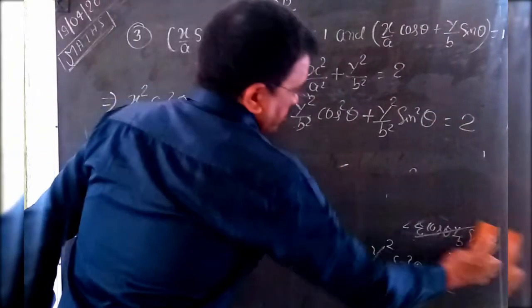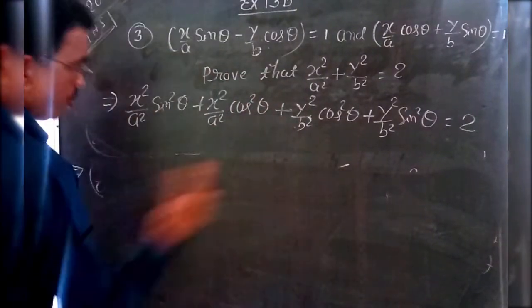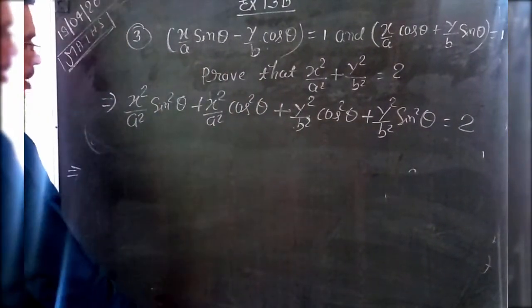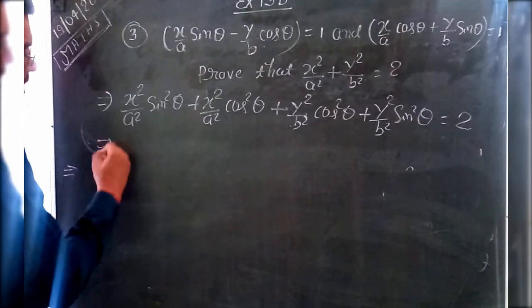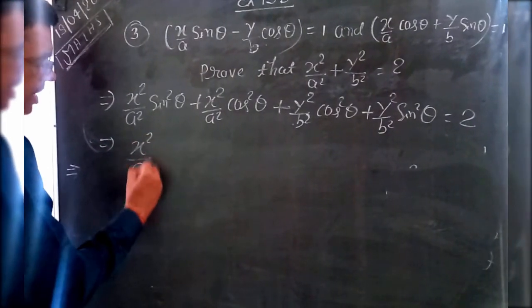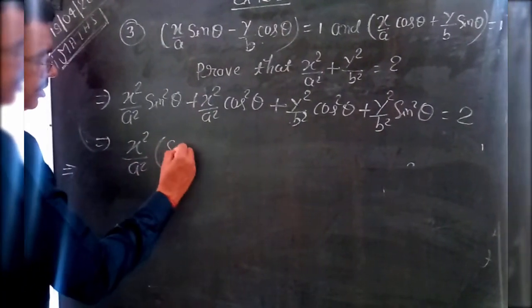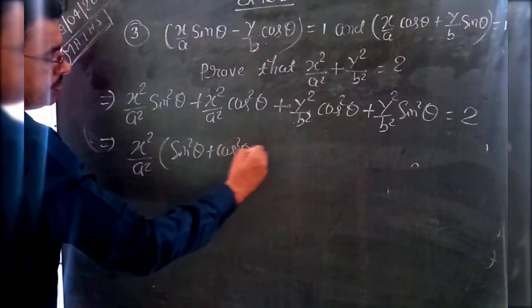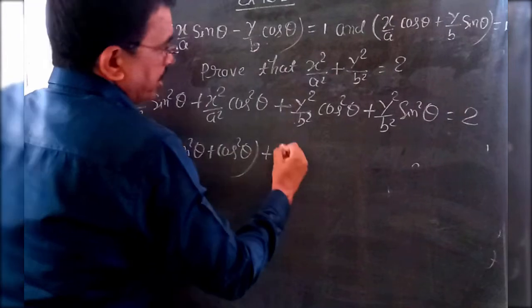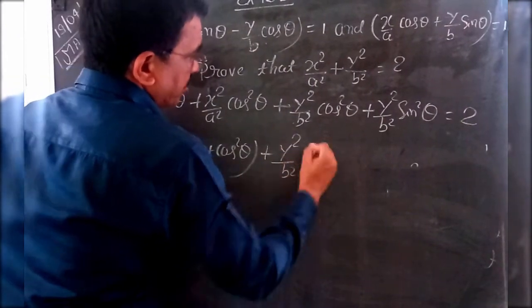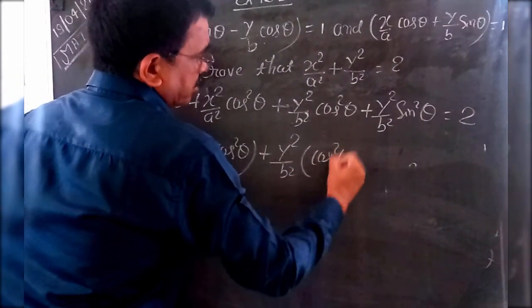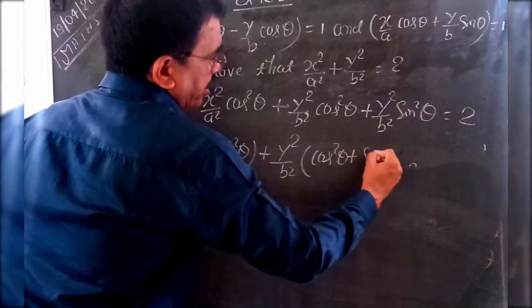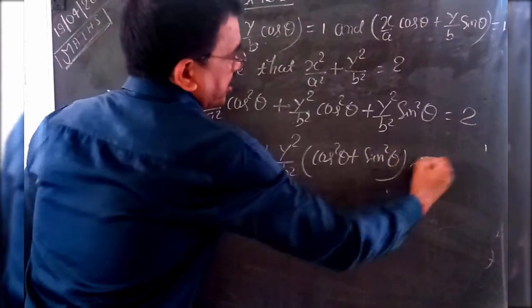Because RHS is 2 given, so now take common between them. So here is only common x square by a square, bracket sin square theta plus cos square theta, plus here common y square by b square, here is cos square theta plus sin square theta is equal to 2.